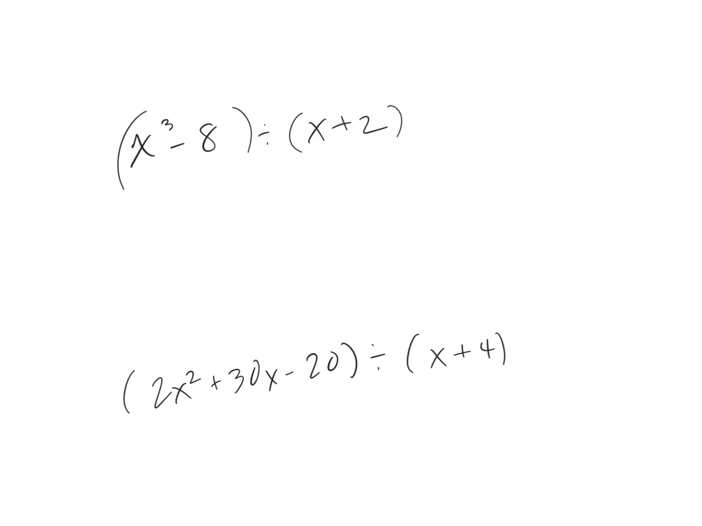All right, we're just going to take a quick look at a couple polynomial divisions using synthetic division. So the first one we have is x cubed minus 8, and we're going to divide by x plus 2. When we set up that synthetic division, I think about it as using the 0 of that factor. So I'm going to put a negative 2 in there.